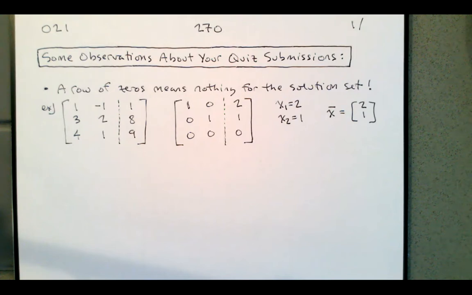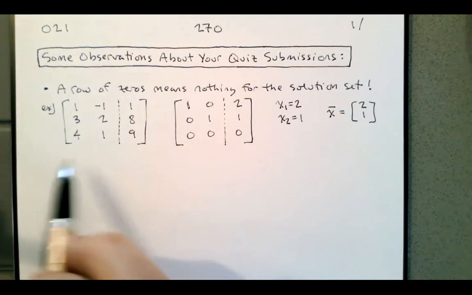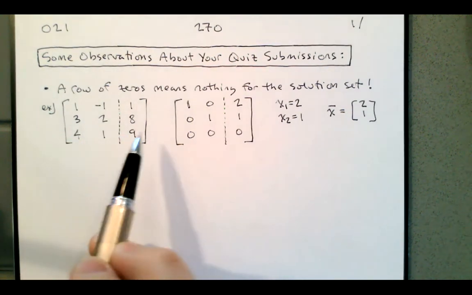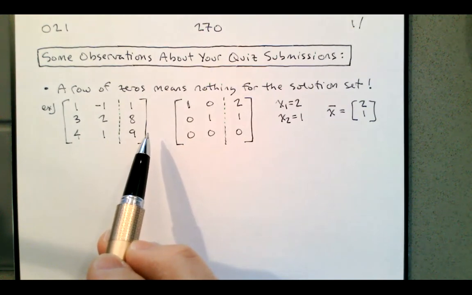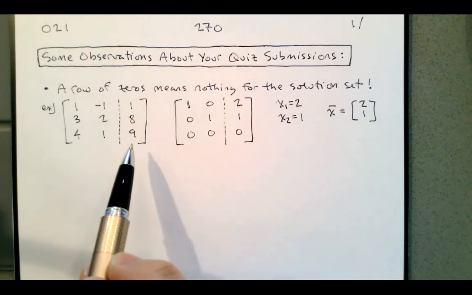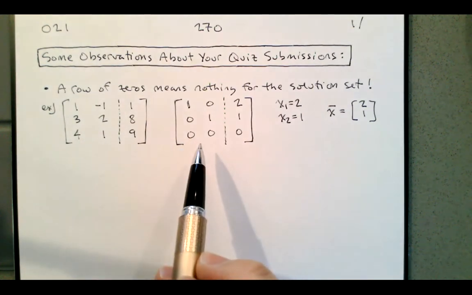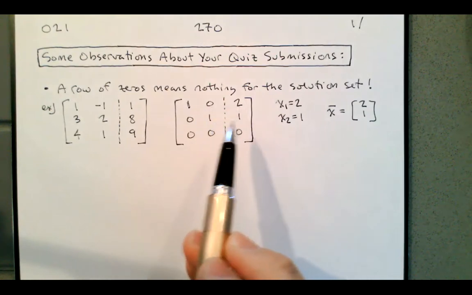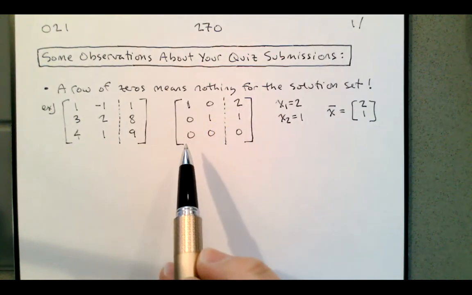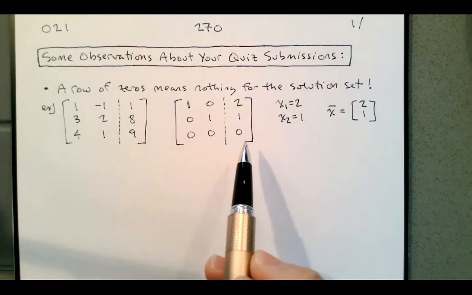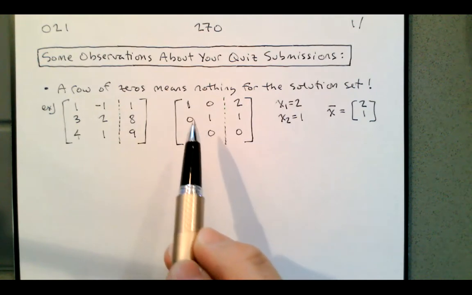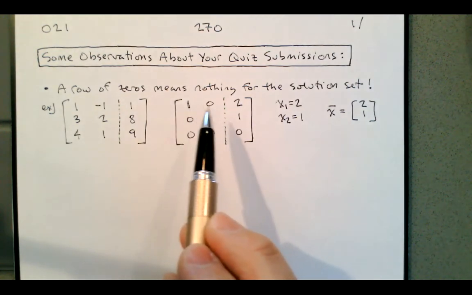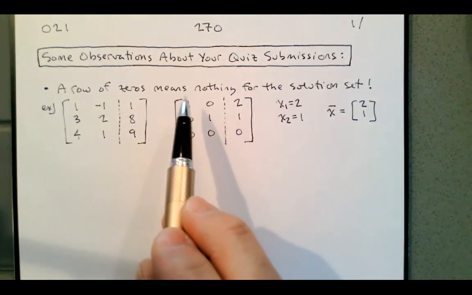Take a look at this augmented matrix. The top two rows might look familiar to you, but I've added this third row, and here's the reduced echelon form of the matrix: 1, 0, 2, 0, 1, 1, 0, 0, 0. This last row does in fact mean 0 is equal to 0, but that doesn't mean anything.